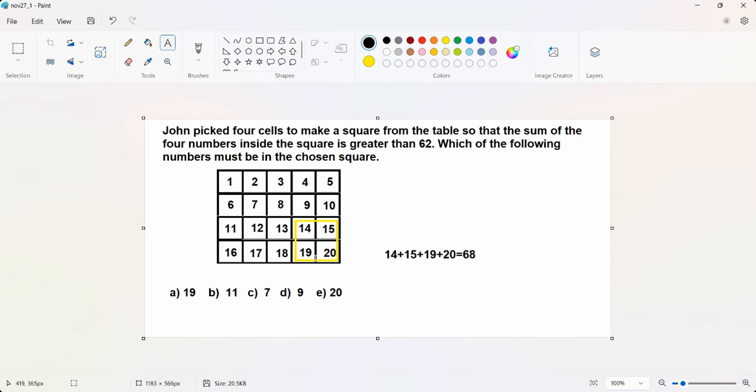So this is 68. Often people select this square and say, okay, we have 20 in this square, or 19. So we select either 20 or 19 and say that's the answer. But 20 is not the correct answer here, because it says which of the following numbers must be chosen in the square. So we have to see, is there any other square that gives us more than 62? When this kind of problem happens, we start with the highest square.